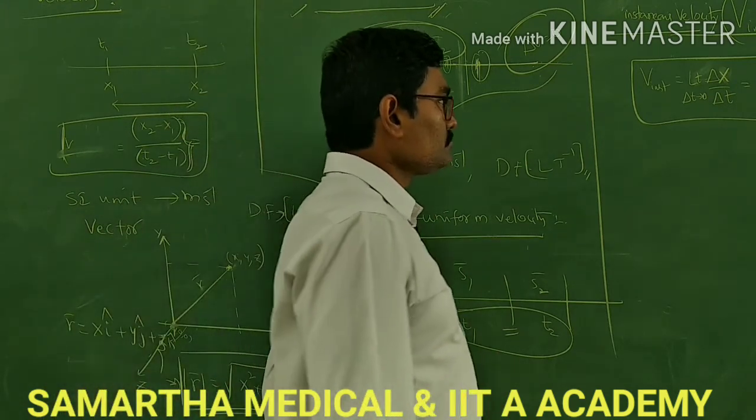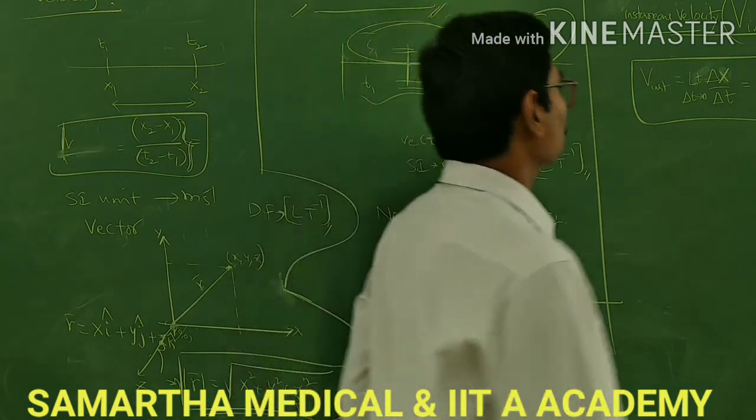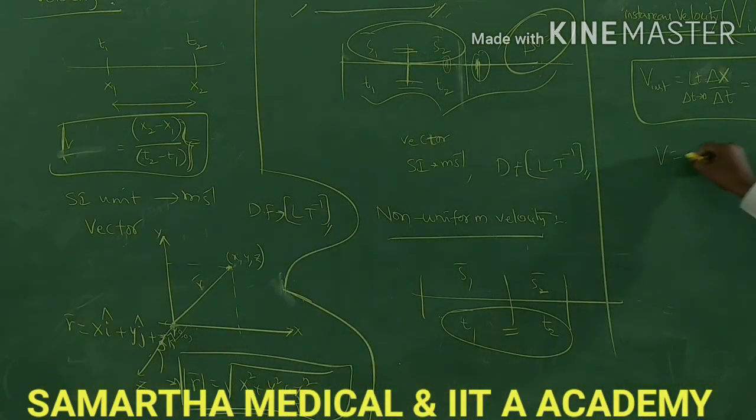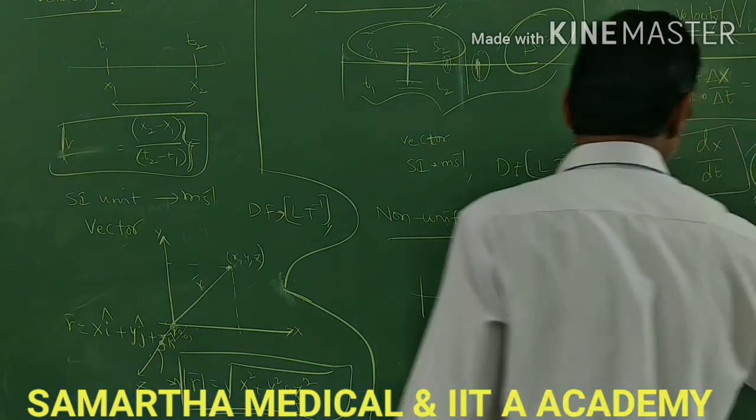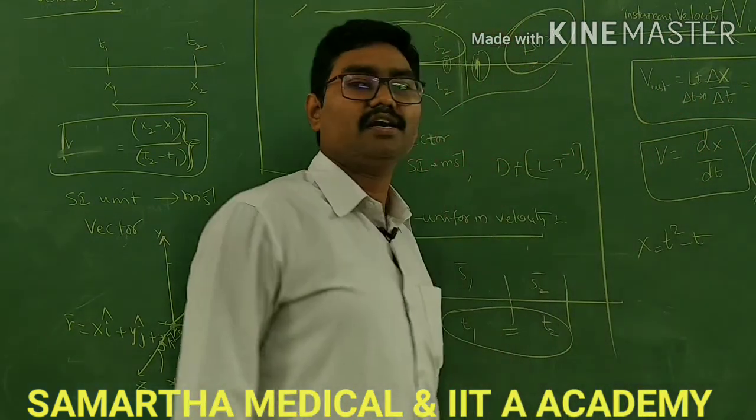Now, v is equal to dx by dt. Correct? Just keep it in mind. This is the formula we can use to find the instantaneous velocity if x is given as a function of time, f of t. For example, x is given as t square minus t.